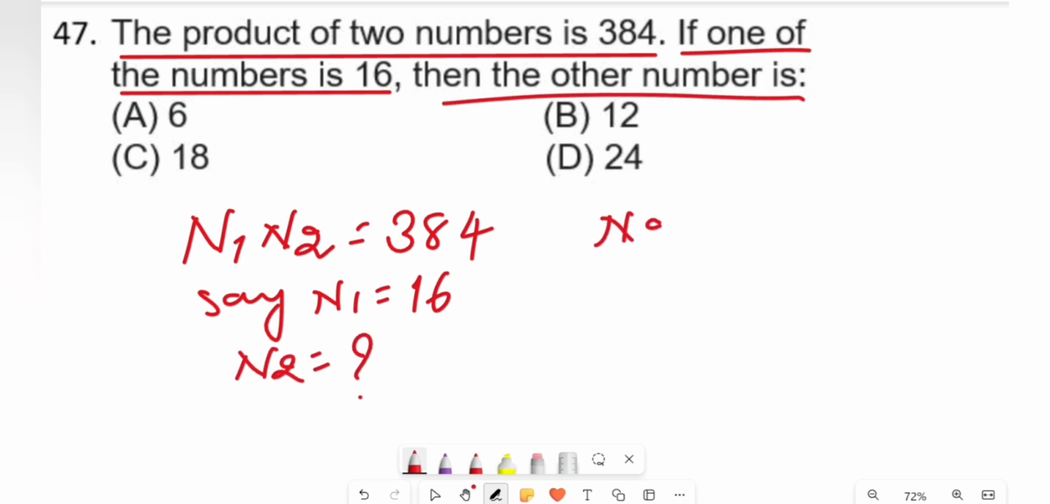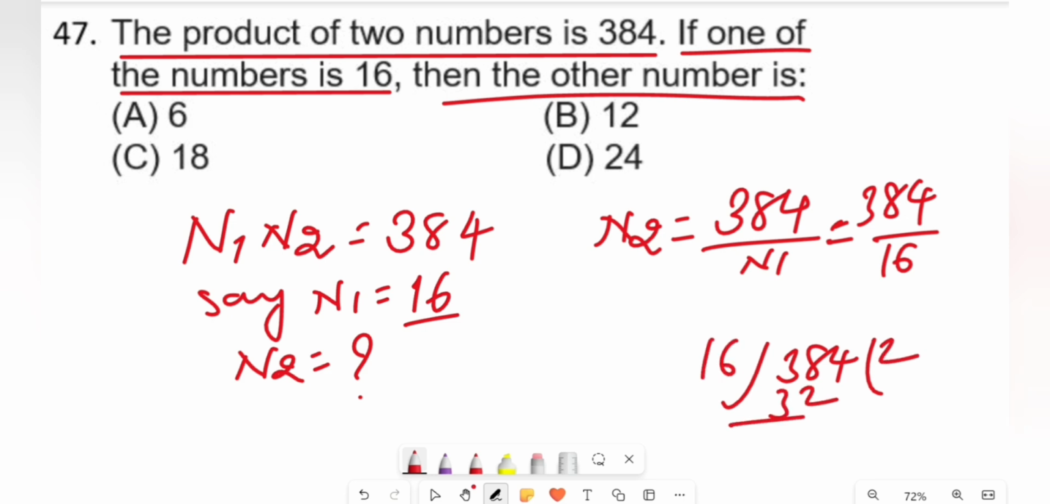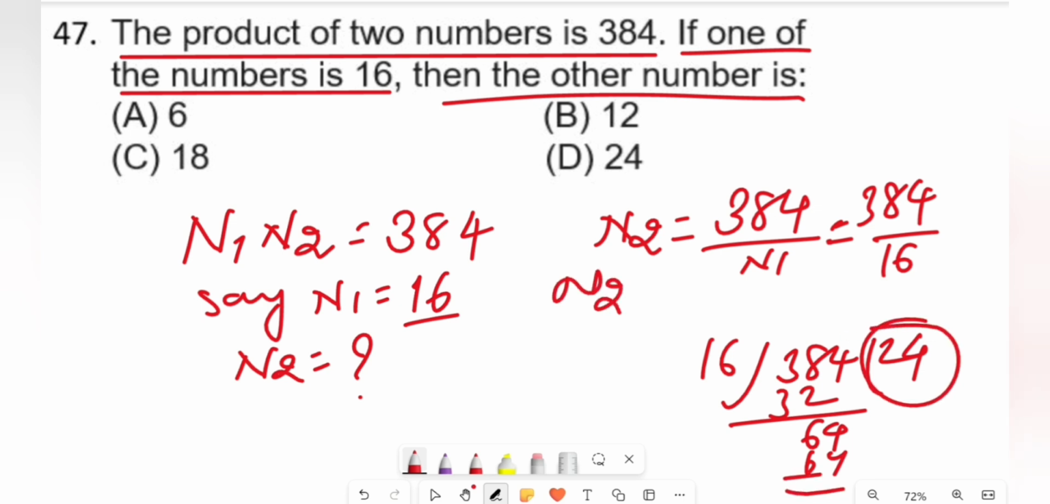Okay, so n2 is equal to 384 divided by n1. So 384 divided by n1, which is 16. Let us divide 384 by 16. So 16 2s and 16 4s. Alright, so 24 is the answer. Let us move on to the next question.